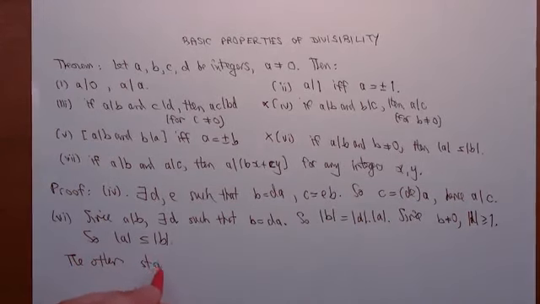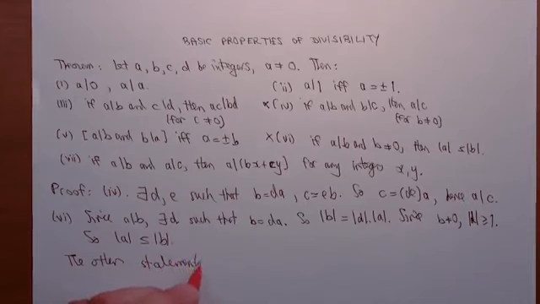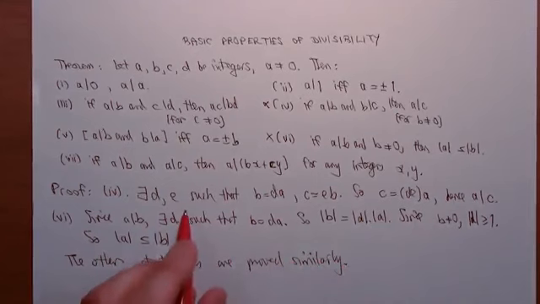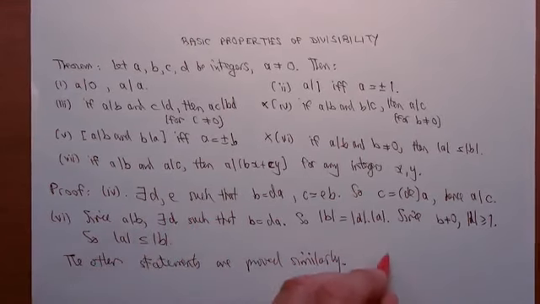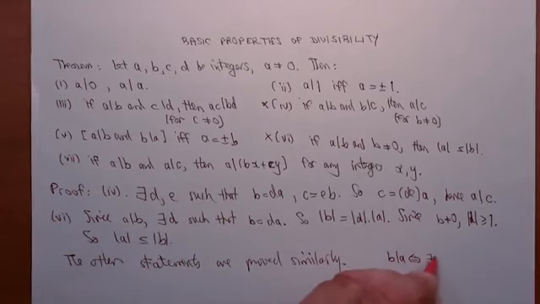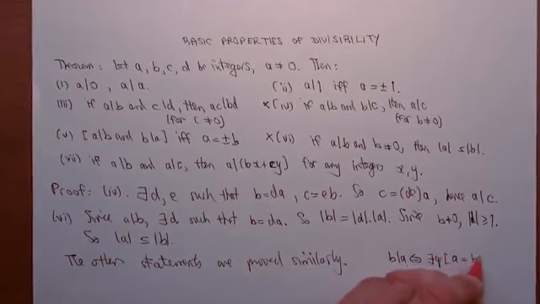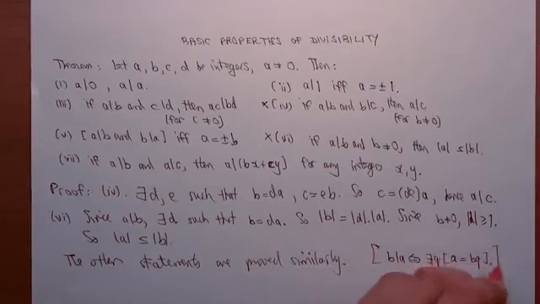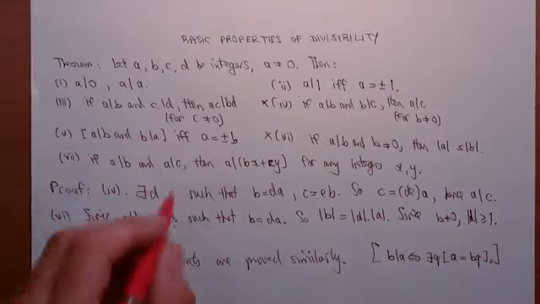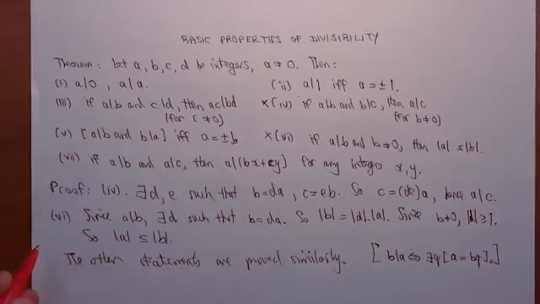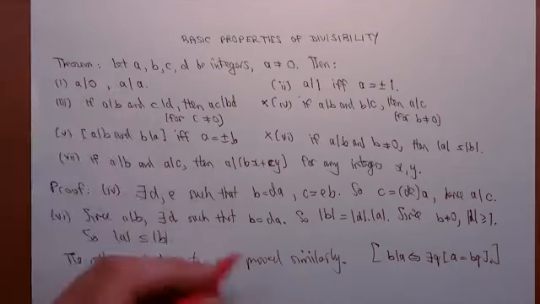The other statements in the theorem are proved similarly. You just take it back to the definition of divisibility. Remember, the definition is B divides A if and only if there is a Q such that A equals BQ. And in all cases, you go back to the definition and then the thing drops out in a couple of lines. Okay, well that lists all of the basic properties of divisibility.